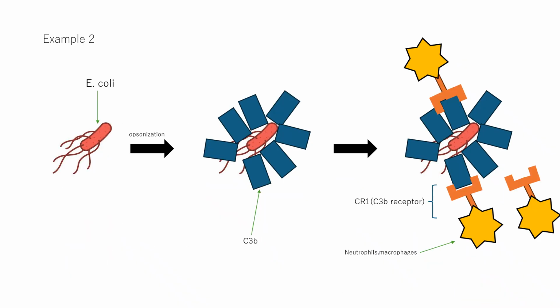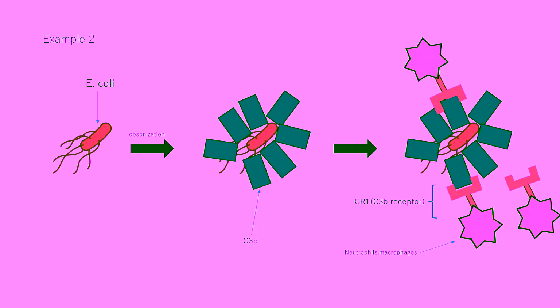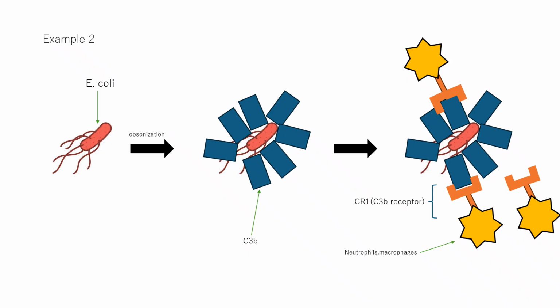Second, for E. coli, the complement component C3b can be deposited on the bacterial surface. This C3b is recognized by complement receptors, such as CR1 on phagocytes, again promoting efficient uptake and destruction of the bacteria.